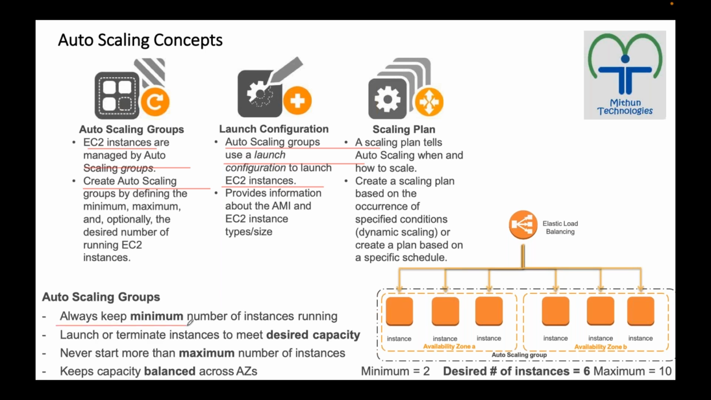Auto scaling will always keep the minimum number of instances running. It will launch or terminate instances to meet the desired capacity. It will never start more than the maximum number of instances, and it will keep the capacity balanced across availability zones in that region.